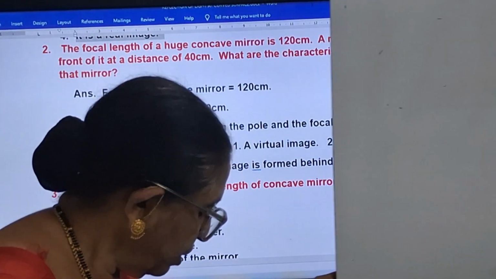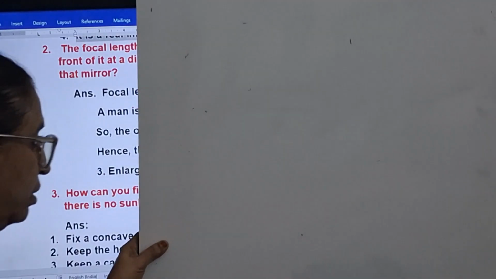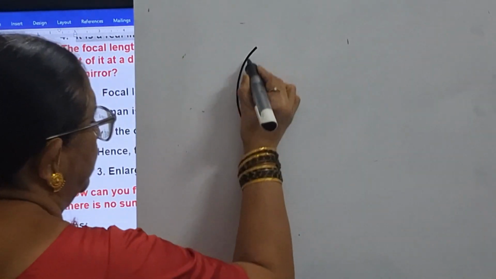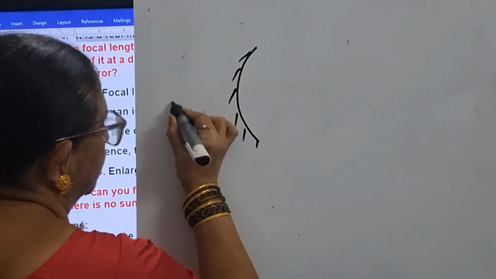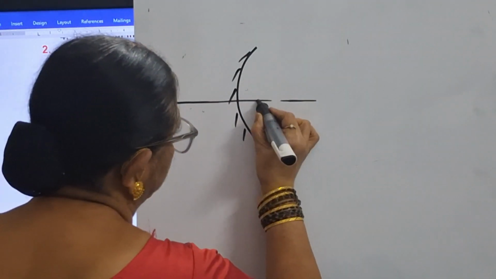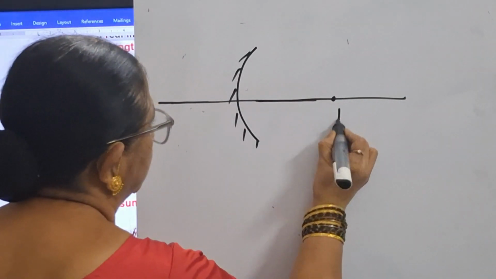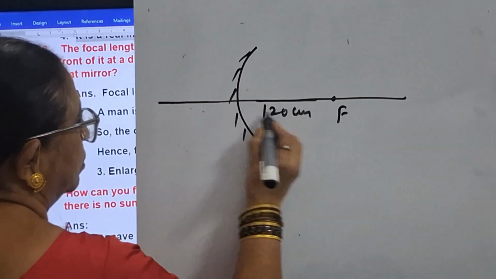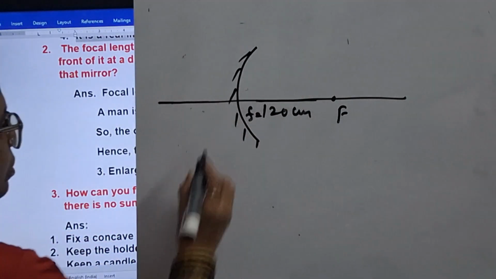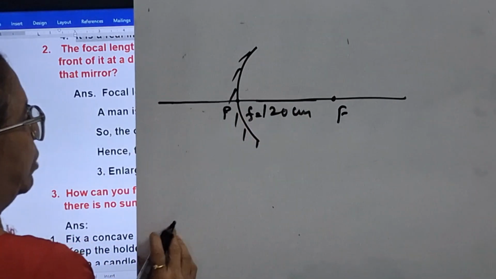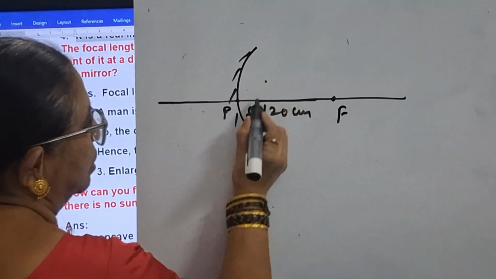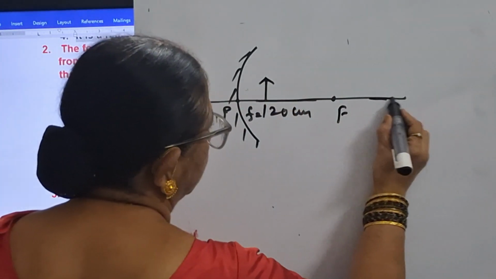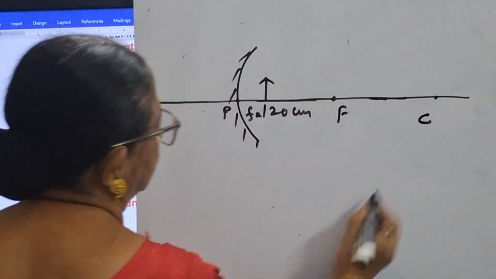So let us first have an idea about the diagram. See, there is a huge concave mirror, they said. Huge concave mirror means it will have a very high focal length. How much did they say? 120 centimeters is the focal length. Now this is the pole. The person is standing at 40 centimeters, somewhere here. So if this is F, then somewhere here you will get C.